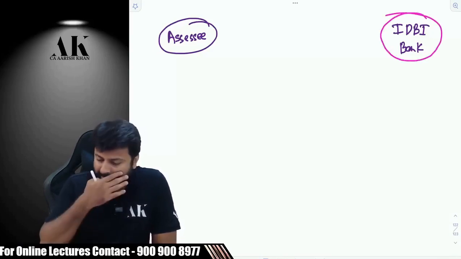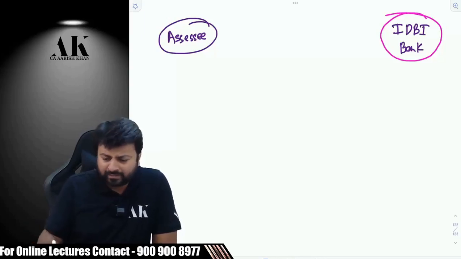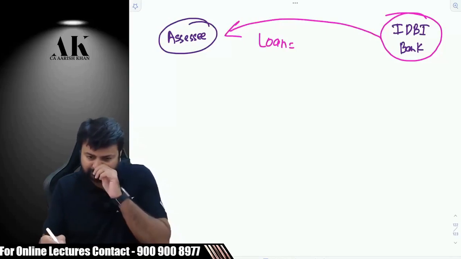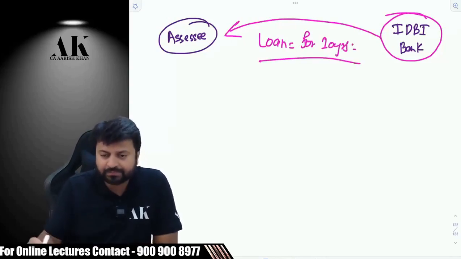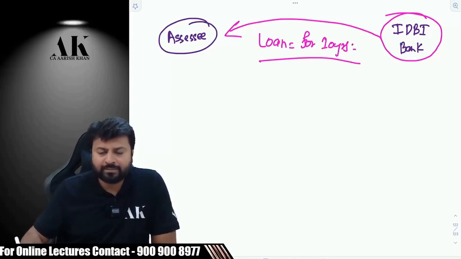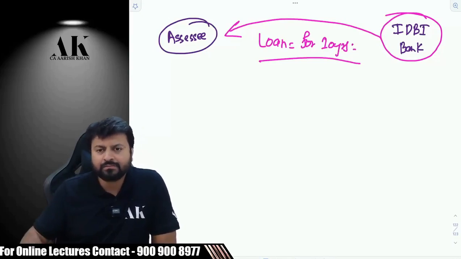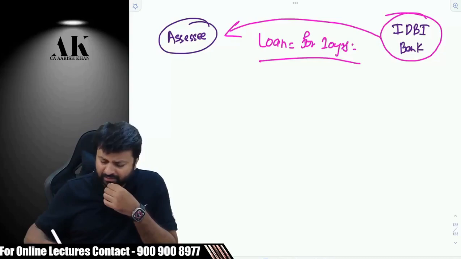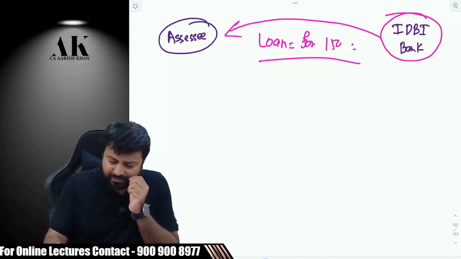Now coming back to IDBI Bank and this assessee. IDBI is an Indian bank. Now this assessee has taken a loan from IDBI Bank. He has taken a loan for 10 years. Listen carefully. It's a beautiful discussion. We have taken a loan from IDBI Bank for 10 years, say at a particular rate of interest. Now after a few years, I went to IDBI Bank. Loan is not for 10 years. Say it is for 15 years. Let me increase the period by some time.